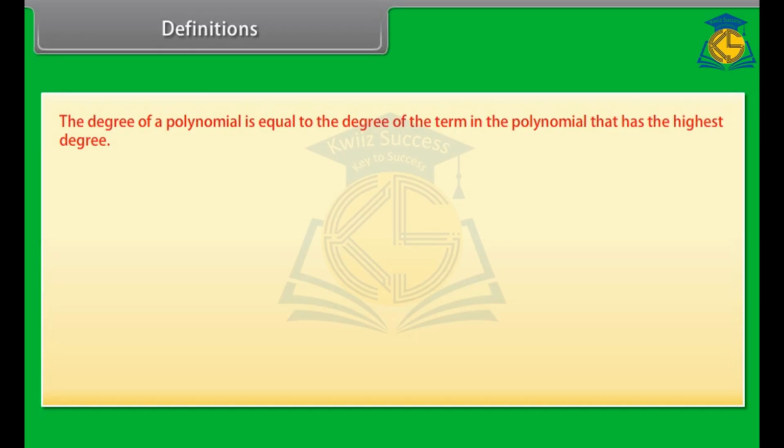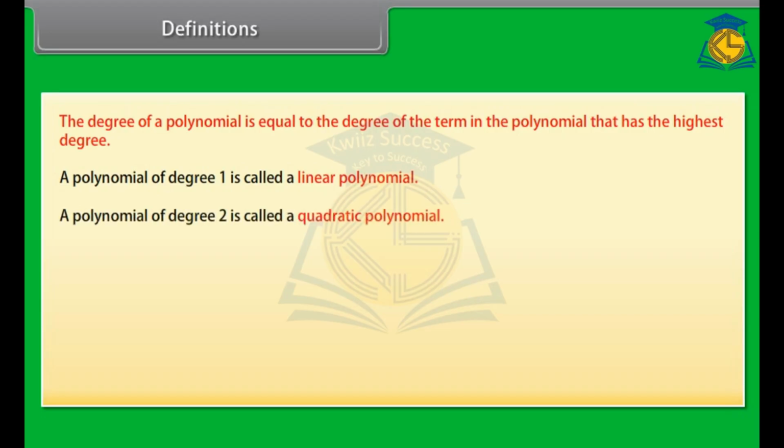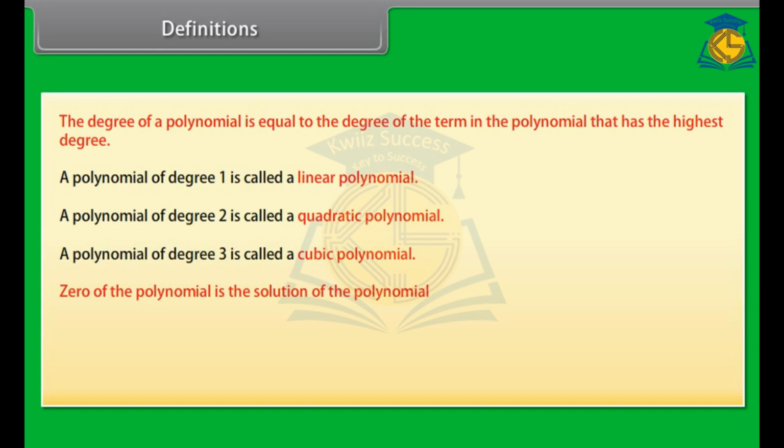A polynomial of degree 1 is called a linear polynomial. A polynomial of degree 2 is called a quadratic polynomial. A polynomial of degree 3 is called a cubic polynomial. 0 of the polynomial is the solution of the polynomial.